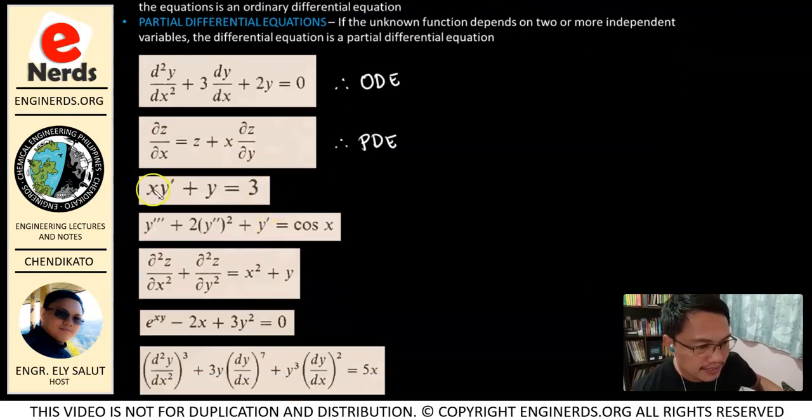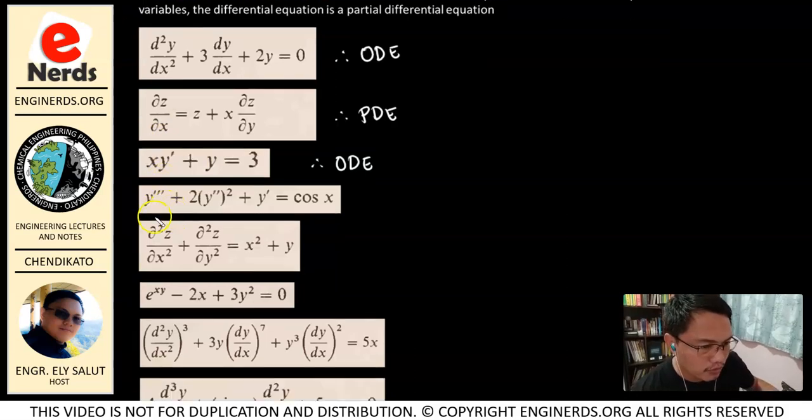Now, this next one, x y prime plus y is equal to 3. So, ang unang hanapin natin, is this a differential equation? Yes, because this equation has a derivative, which is y prime. So, therefore, this is an ordinary differential equation kasi isa lang naman yung ating independent variable, no? Which is x, okay? Because this is dy over dx, yung ating derivative.